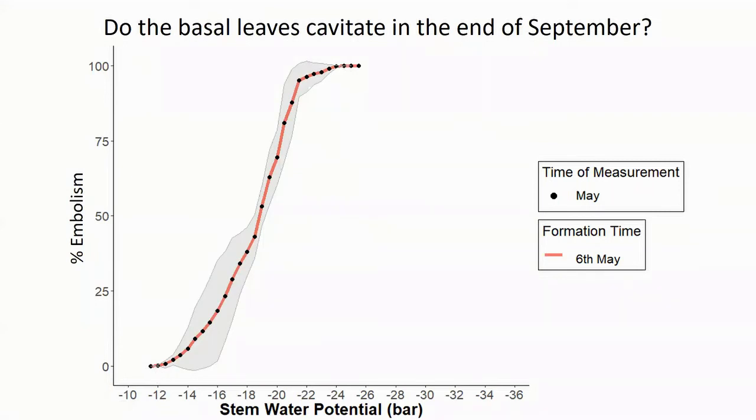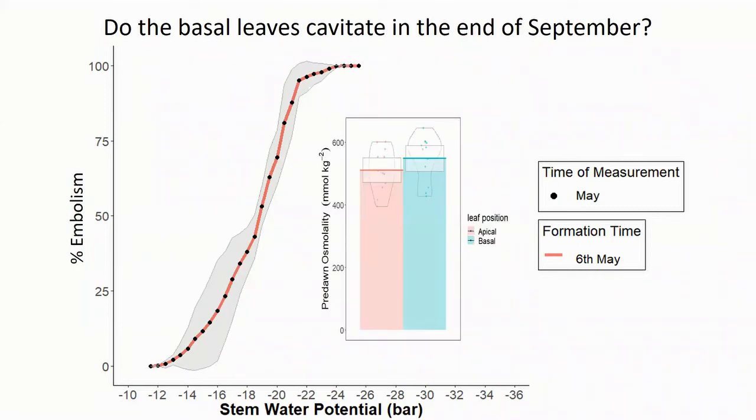But still, by the end of the season, we realized that the osmolality of both the basal leaves and apical leaves was exactly the same. If anything at all, the basal leaf had slightly more osmolytes than the apical leaves. Because their turgor loss point was kind of the same, we thought maybe the vulnerability to cavitation also shifted throughout the season. Just like the same basal leaf accumulated osmolytes throughout the season, maybe its vulnerability to cavitation shifted too.